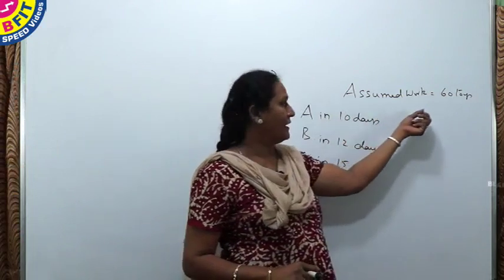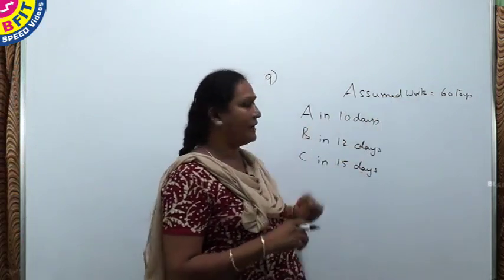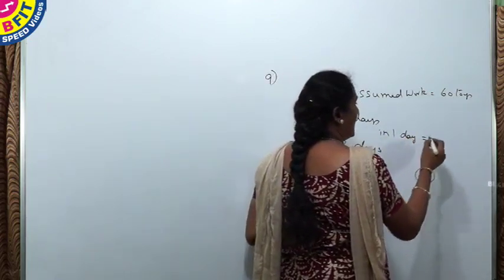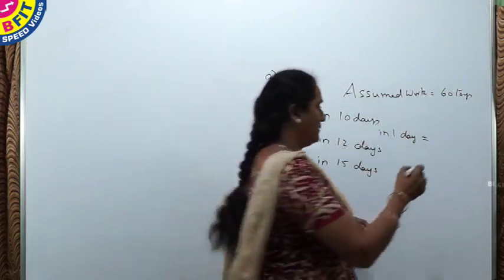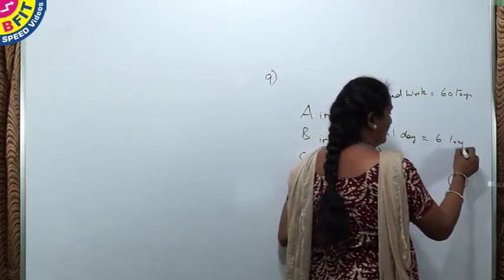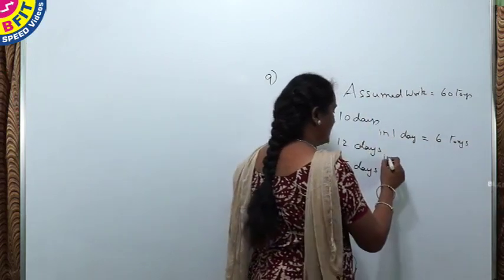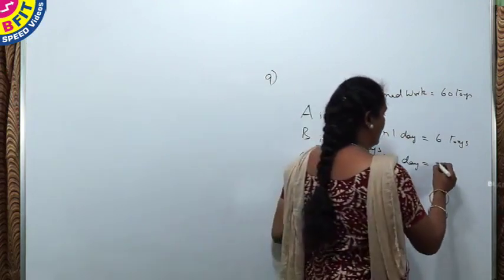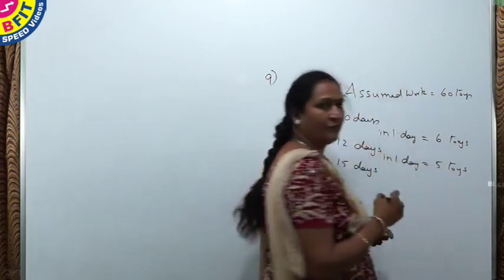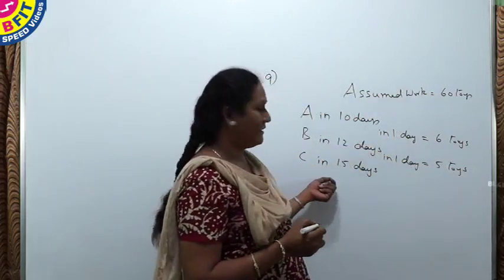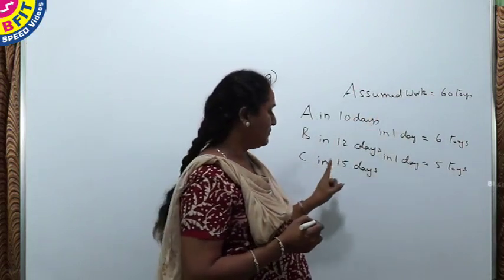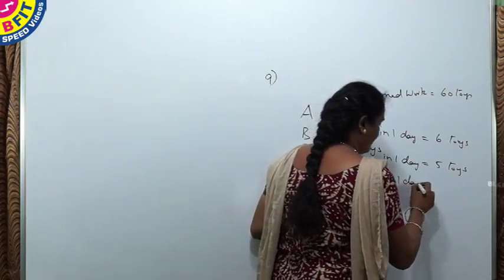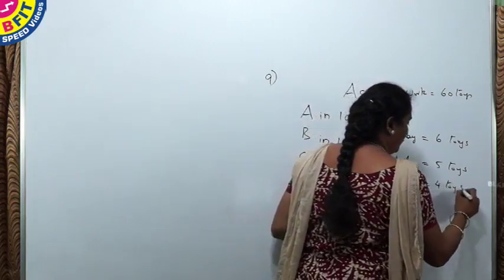So if the total work to be done is 60, and A can do that in 10 days, in one day A can do 60 by 10, which is equal to 6 toys. B in one day, dividing 60 by 12, can do 5 toys. And C can do the work in 15 days, so dividing 60 by 15, we get 4. So in one day, C can do 4 toys.